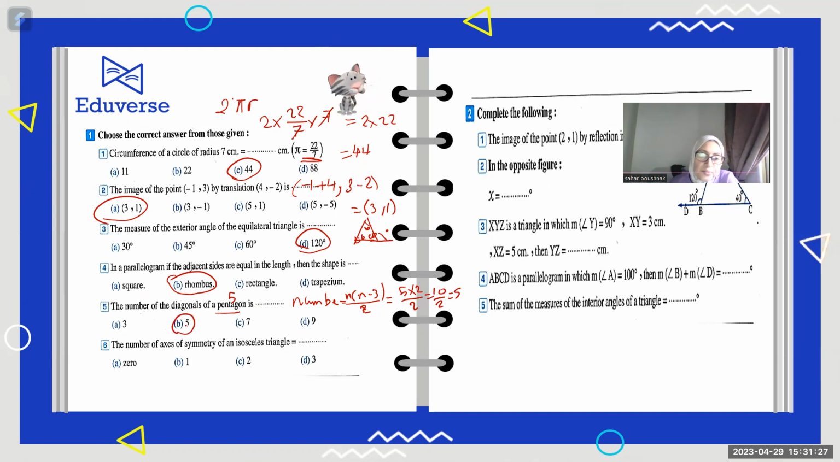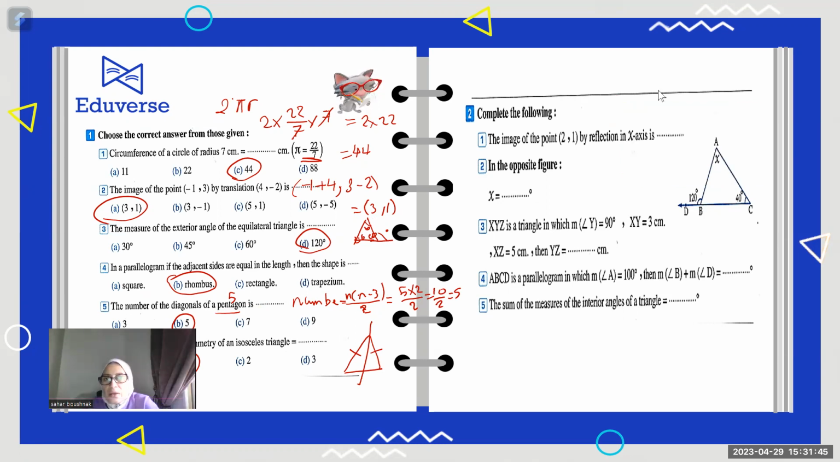Then the number of axes of symmetry of the isosceles triangle. The isosceles triangle has only one axis of symmetry. Now let's complete this one. The image of the point (2, 1) by reflection in the x-axis. Remember, x-axis, so never touch x. So I'll change only the sign for y. So it will be (2, -1).